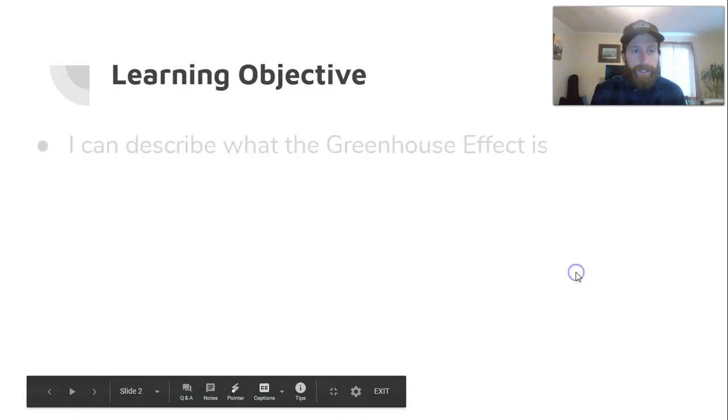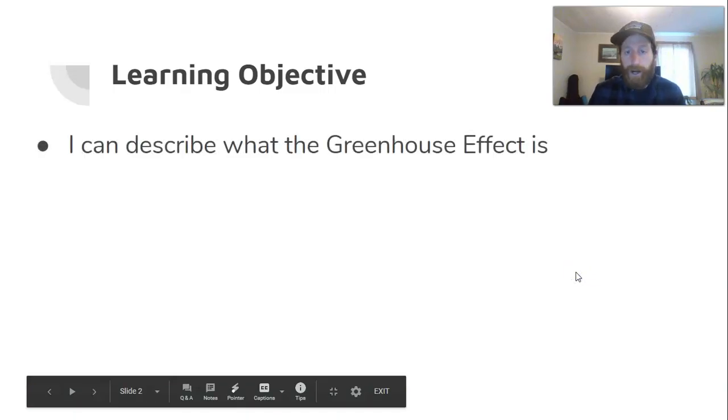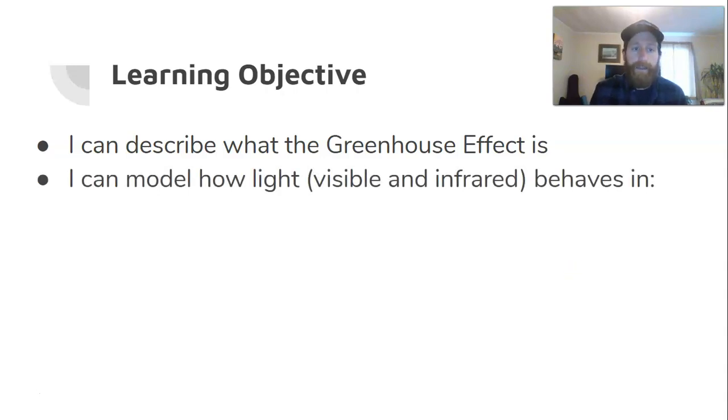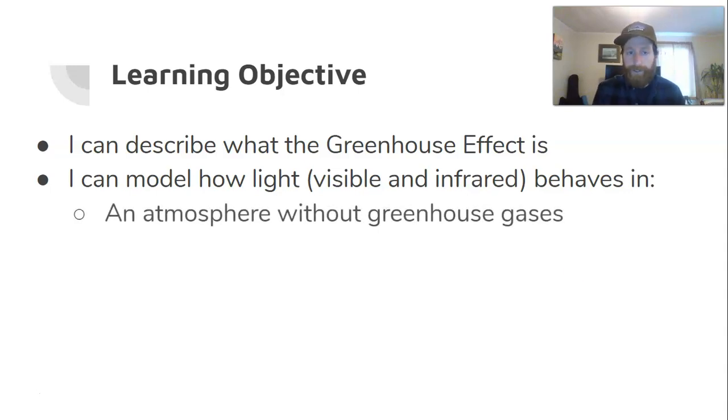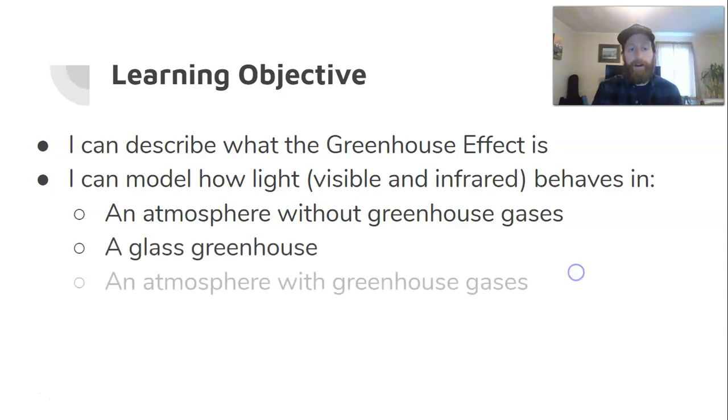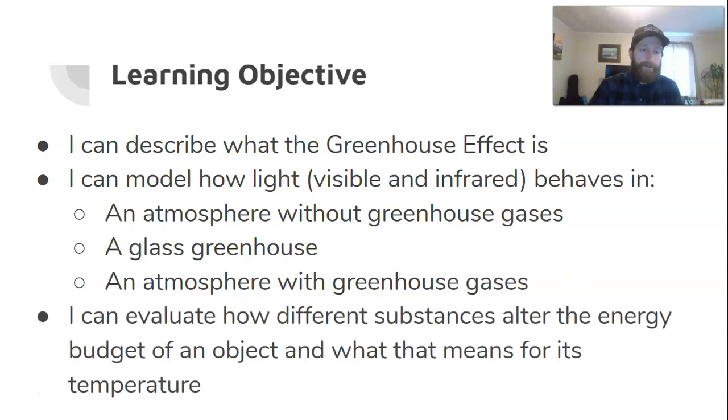I got a couple learning objectives for you. First of all, I want you to be able to describe what the greenhouse effect is, and then I want you to be able to model how light, particularly visible and infrared light, behaves in the following situations. An atmosphere without greenhouse gases, we're going to start there as the simplest example. A glass greenhouse itself, and then finally an atmosphere with greenhouse gases. And then lastly, I want you to be able to evaluate how different substances alter the energy budget of an object and what that means for its temperature.